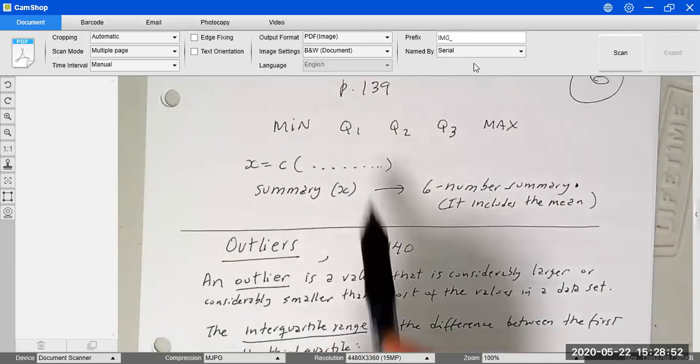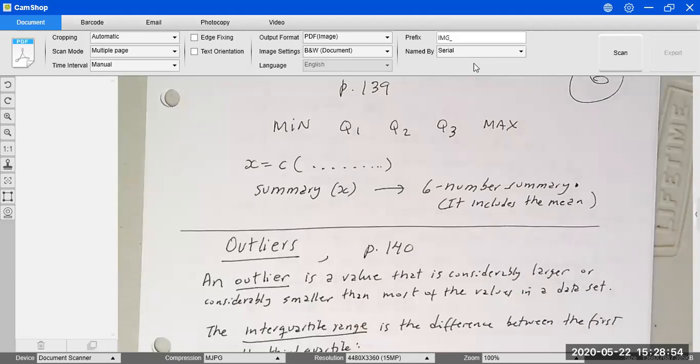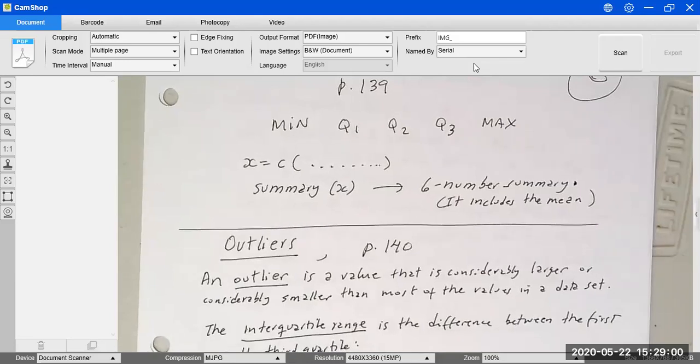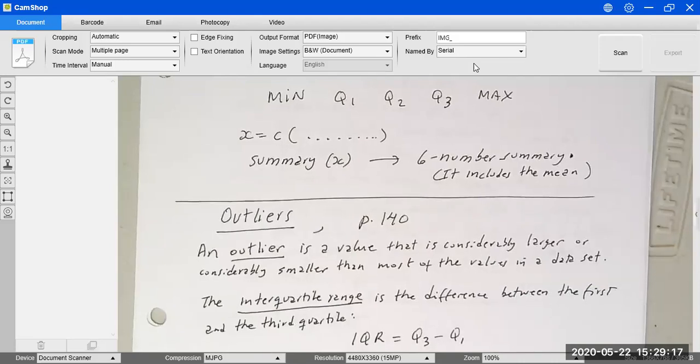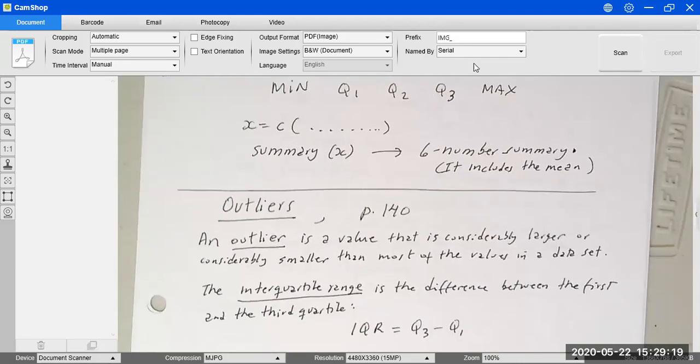So the purpose of getting these 5 values is because we're going to use those values to identify values that are unusual. Those values that are unusual in a data set are called outliers. The definition is in page 140. An outlier is a value that is considerably larger or considerably smaller than most of the values in a data set. So in other words, it's an unusual value. It's a rare value in the data set.